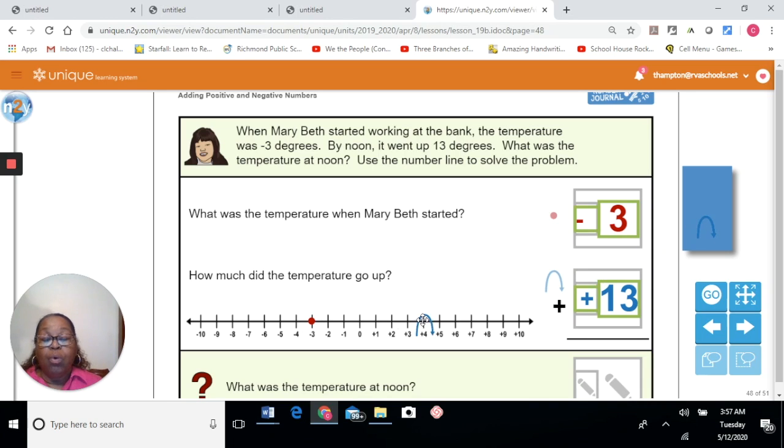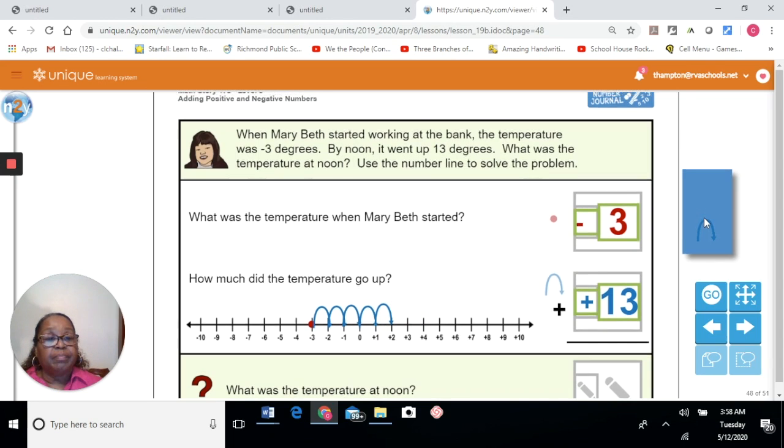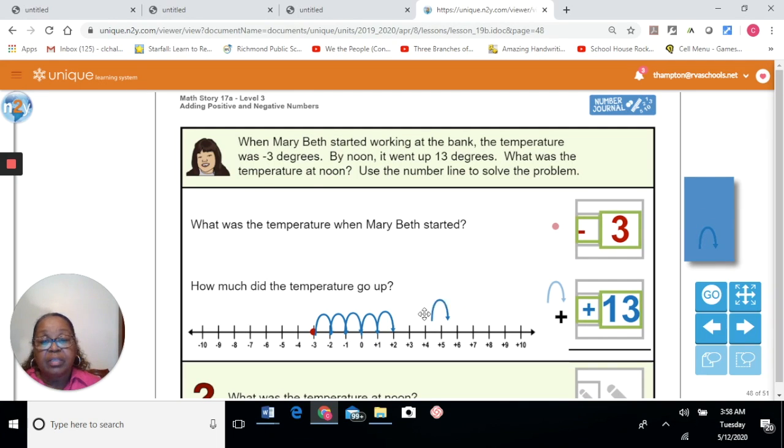Let's add it. One, two, three, four, five, six, seven, 8, 9, 10. Whoop, go back. 11, 12, and the last one is 13.